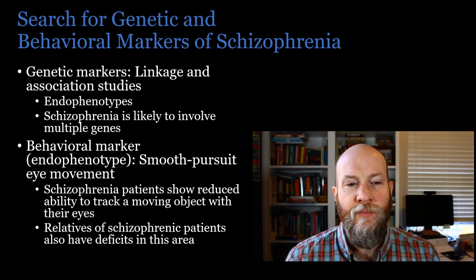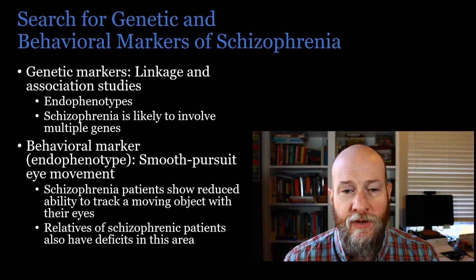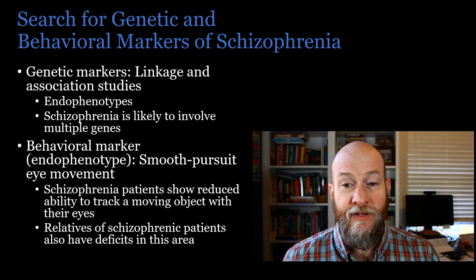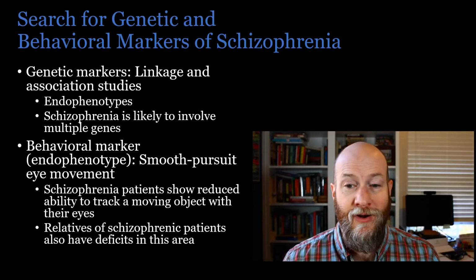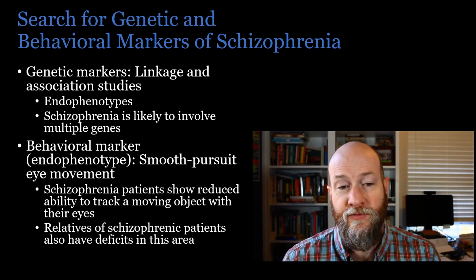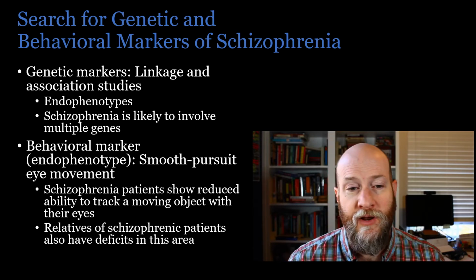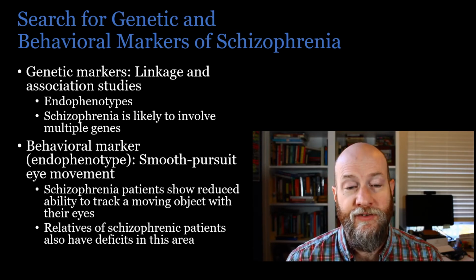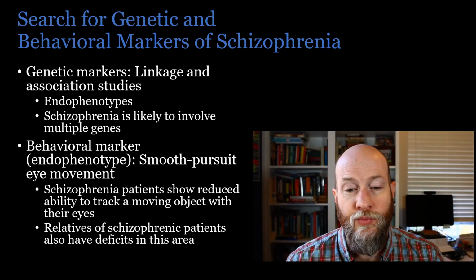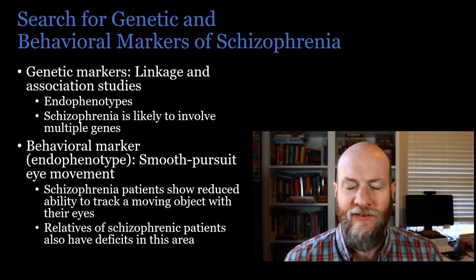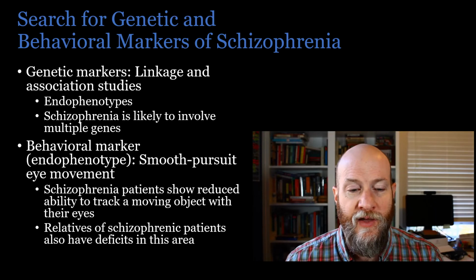The behavioral markers have been found. There are a few, what's called smooth pursuit eye movement, which is just a biological indicator that can be measured. Schizophrenia patients show reduced ability to track a moving object with their eyes. This is just a correlation that is associated with schizophrenia. But we don't know exactly why that is, and we know that relatives of schizophrenic patients also show some milder deficits in this area as well. So there's something going on biologically that's connecting those two processes, but we're not sure why. So this is an example of correlation, not necessarily causality, but it is one indicator that's been found on a biological level.